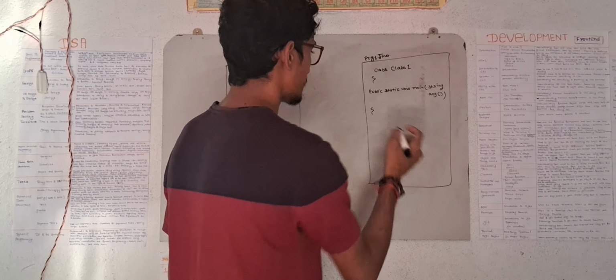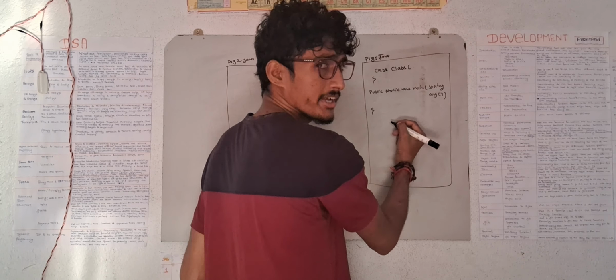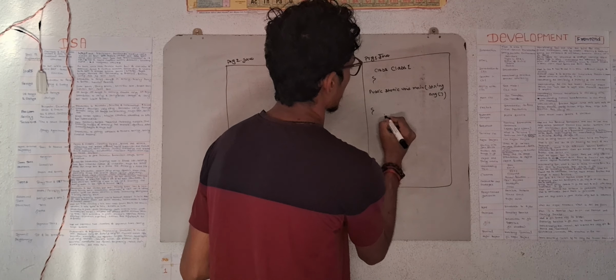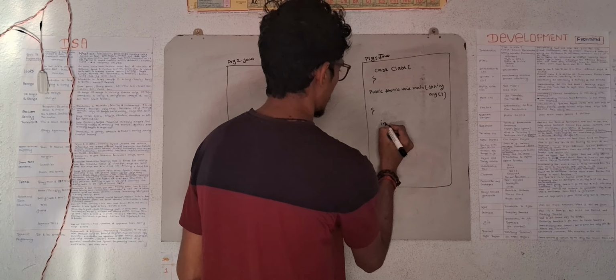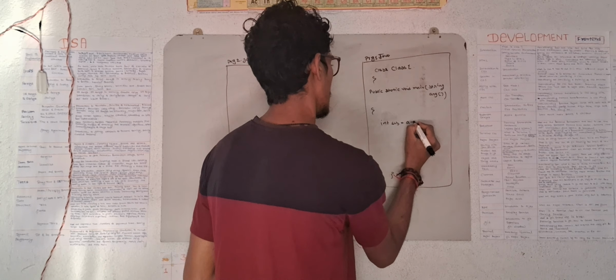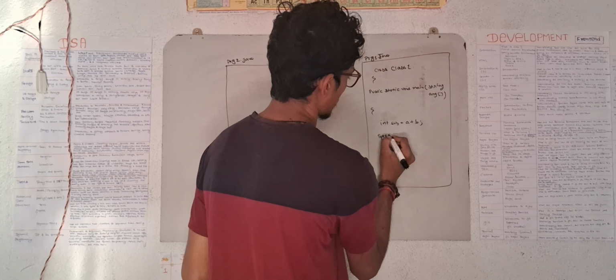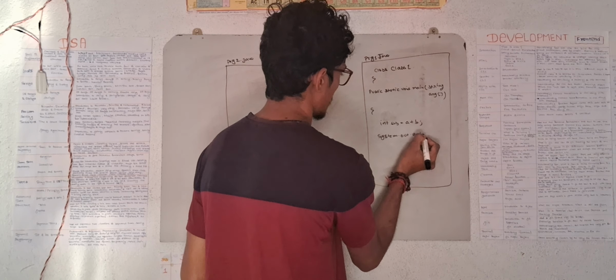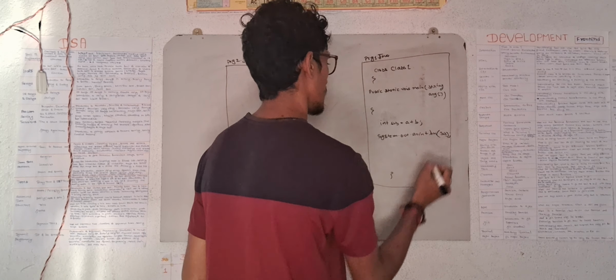We will sum the values of a and b and print the output. So declare an int a, declare a sum, a plus b, and print the value of sum.